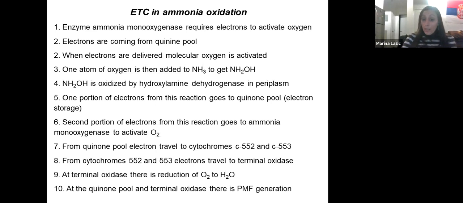From the quinone pool, electrons travel to cytochromes c, to cytochromes, and from cytochromes, electrons travel to terminal oxidase. At terminal oxidase, there is a reduction of oxygen to water. And again, the quinone pool and terminal oxidases are places where proton motive force is formed.